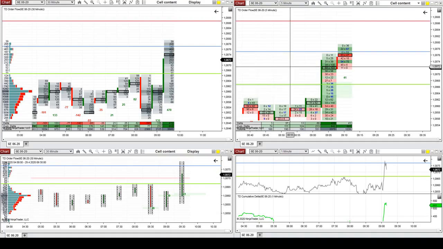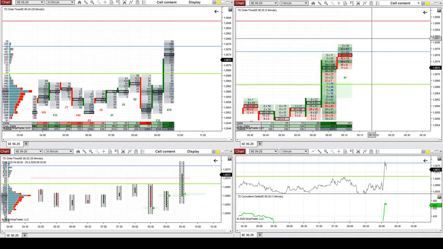More sellers managed to jump in here. As you can see, this is the high volume node of this footprint so far, and the delta in it is negative. In this high volume node, there are more aggressive sellers than buyers. So to me, it seems that the sellers are currently absorbing the buying pressure, and they are trying to push the price downwards from this resistance.